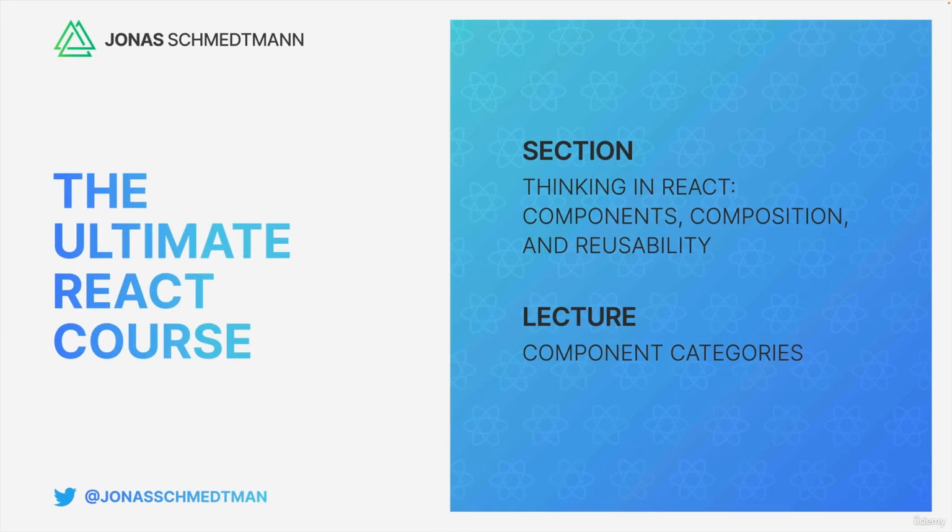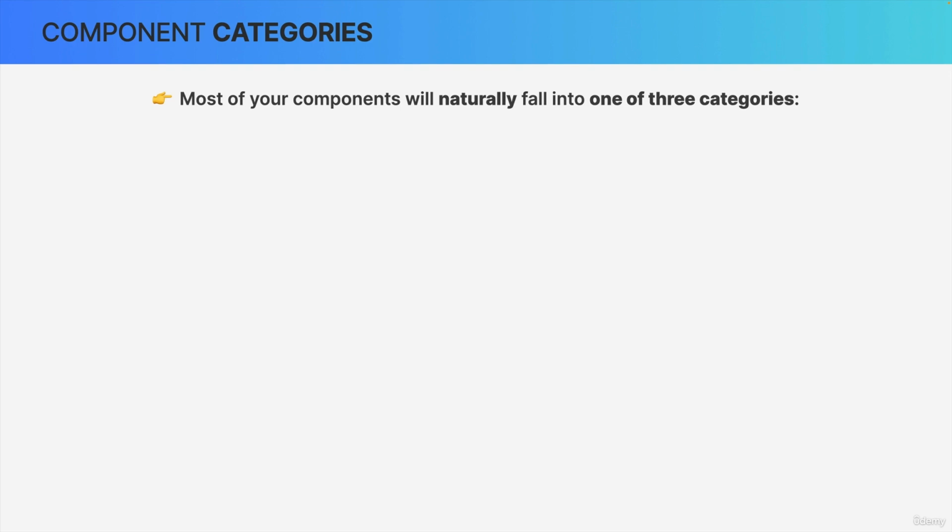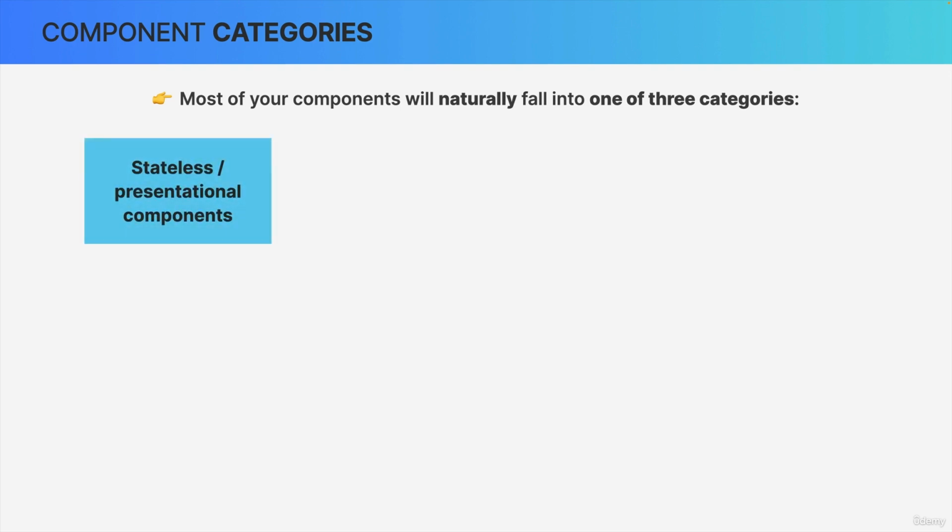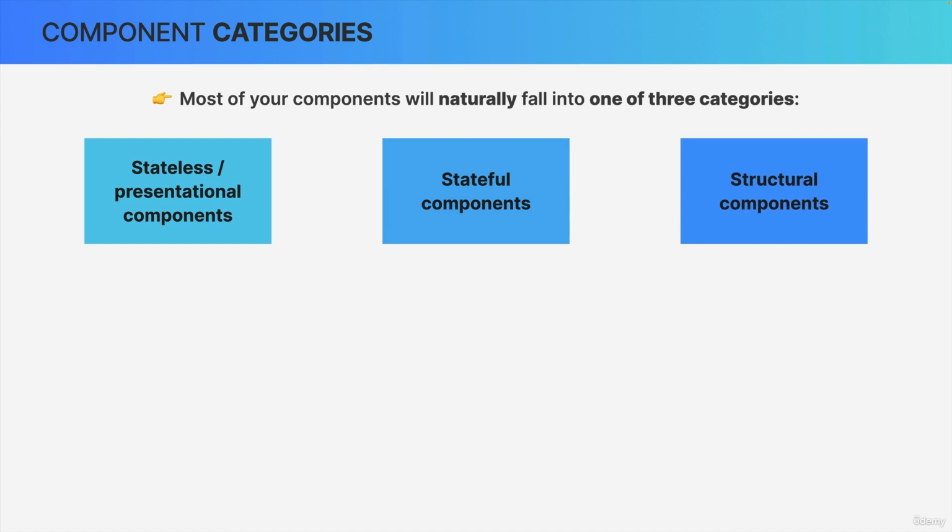Now that we have created a few different components, let's quickly talk about different component categories that naturally emerge in most React code bases. So most of your components will naturally fall into one of three categories: stateless or presentational components, stateful components, or structural components. And I say naturally because we shouldn't force our components into one of these categories.